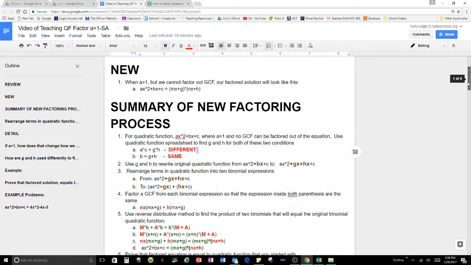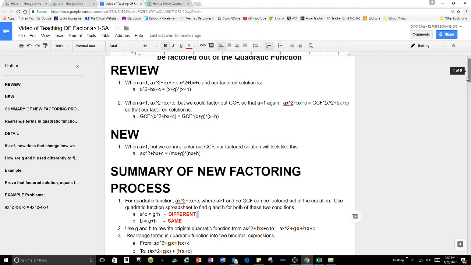Remember, in the previous two methods, once we got G and H, we just stuck G and H into these expressions, and we were done. Right? So we get G and H, we stick it in here, and we're done. Even with the second method, when we had to factor out a GCF, we would stick G and H in here, and we were done.